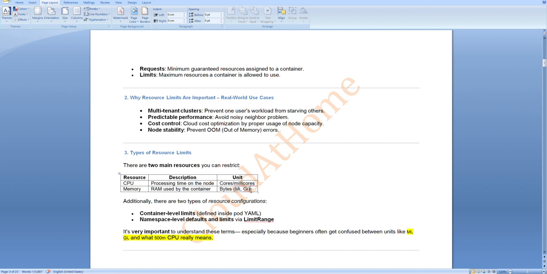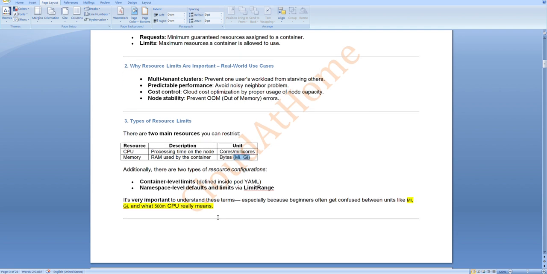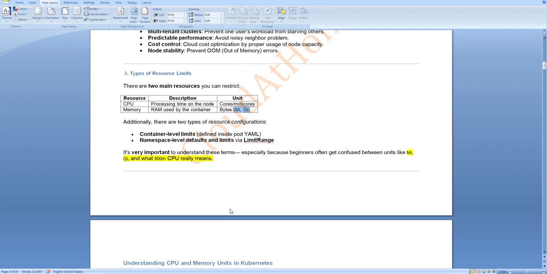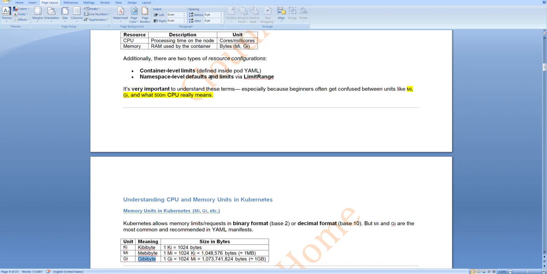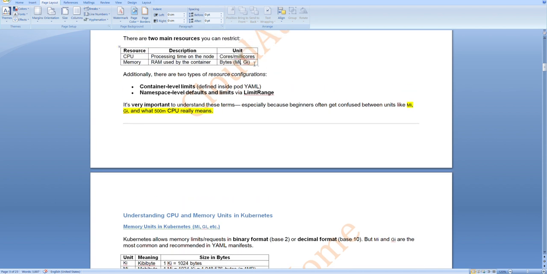Okay, and then Mi, Gi. What is Mi and Gi? We are going to see in the next page basically. So Mi is also called, we say, as mebibyte. Okay, Gi means gibibyte, right? So this is mebibyte and this is gibibyte.